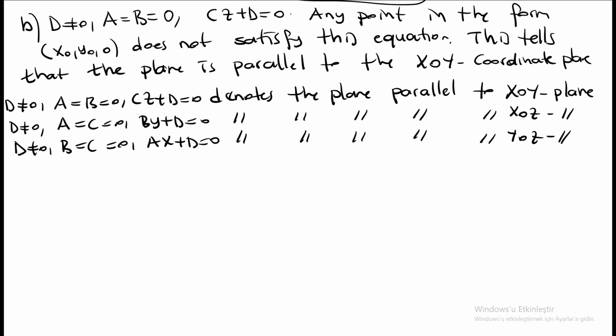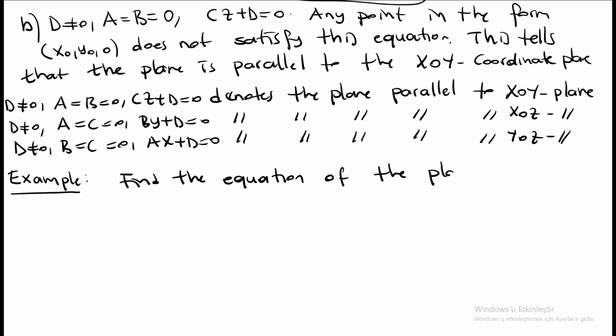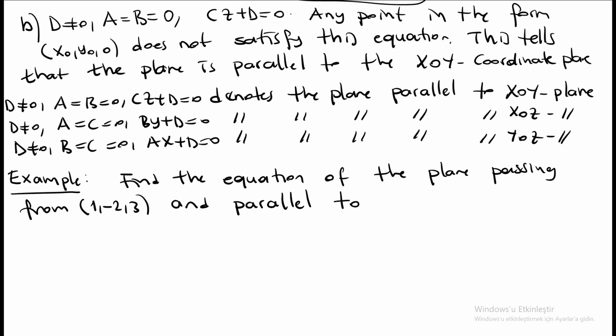Okay, one example for this case. Find the equation of the plane passing through (-1, -2, 3) and parallel to the x-y coordinate plane.